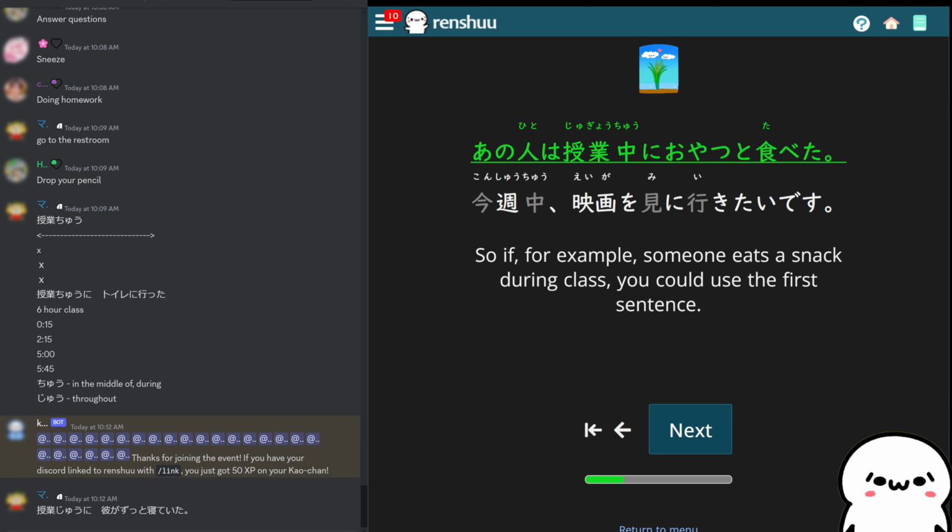So during class, he had some snacks. Sorry. During class, he had some snacks. He had some oyatsu. He didn't have it for the entirety of the class. It was just sometime during class. He's like, oh, screw this class. I'm having some gummy bears. And he grabs some gummy bears from his desk and has them.